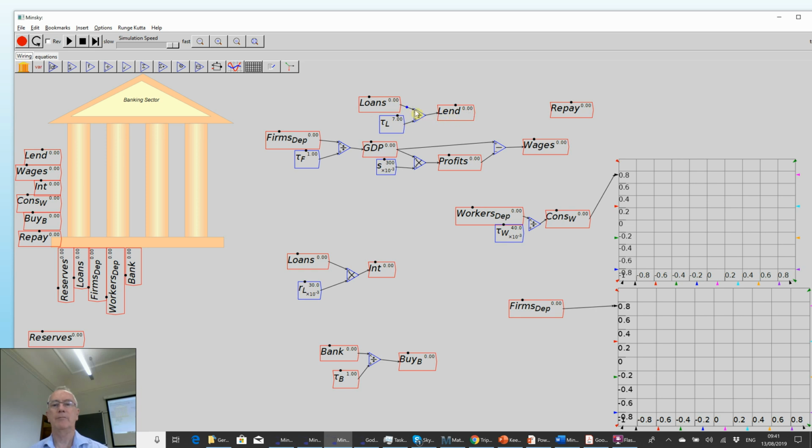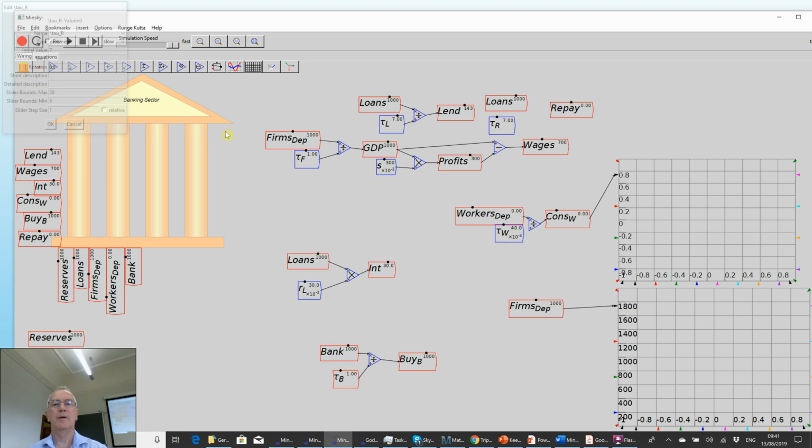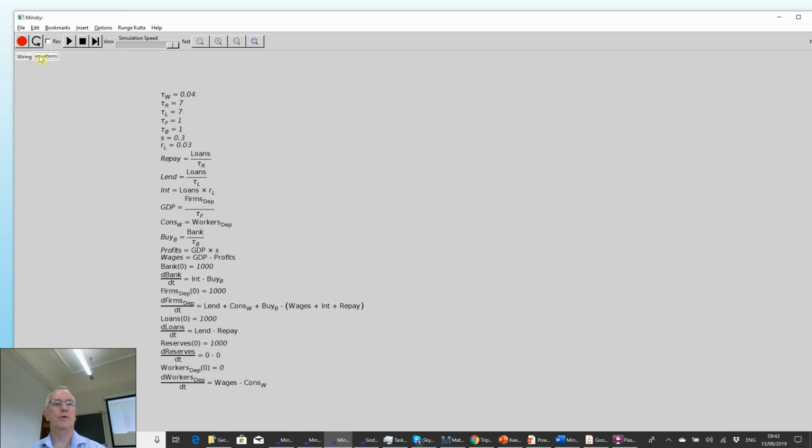And then I've got a rate of repayment, so I take a copy of loans and divide that by tau R, and give that a value initially, say the same, say 7, and a similar range, maximum 20 years to repay debt, say minimum 5, step size of 1. So loans divided by a rate of repayment gives you the level of repayment. And now I've got a model where I've defined all the stocks and all the flows.